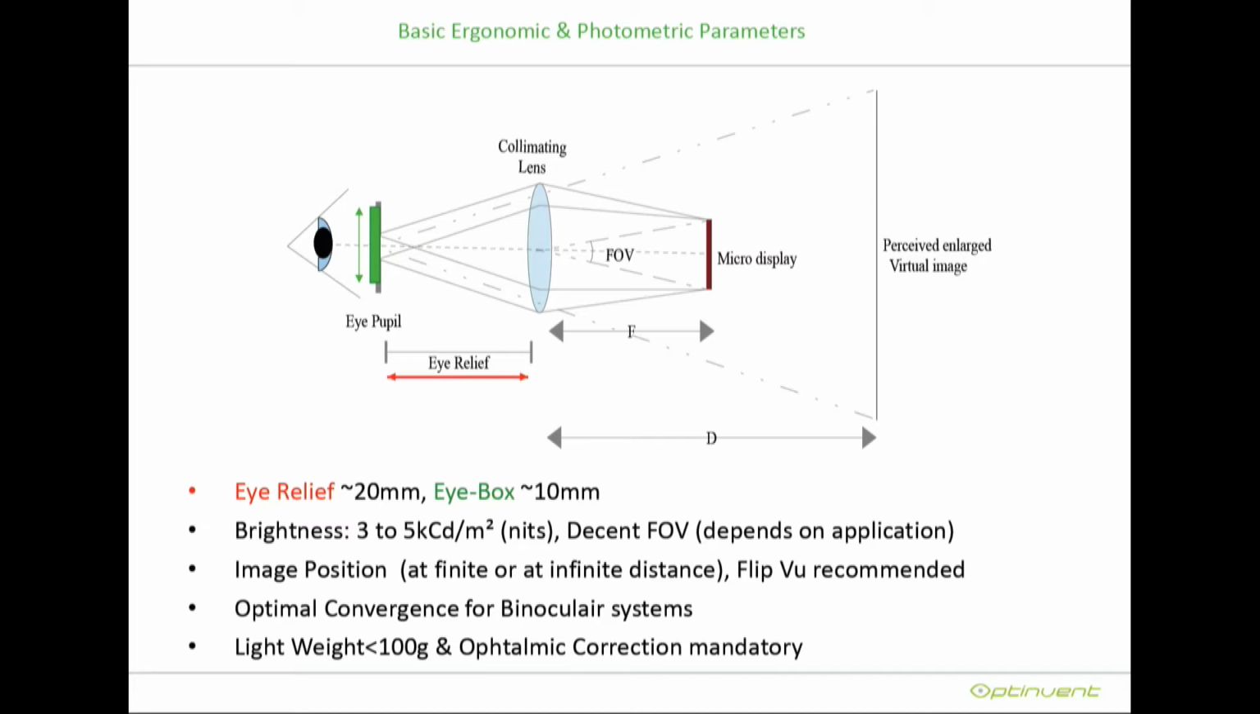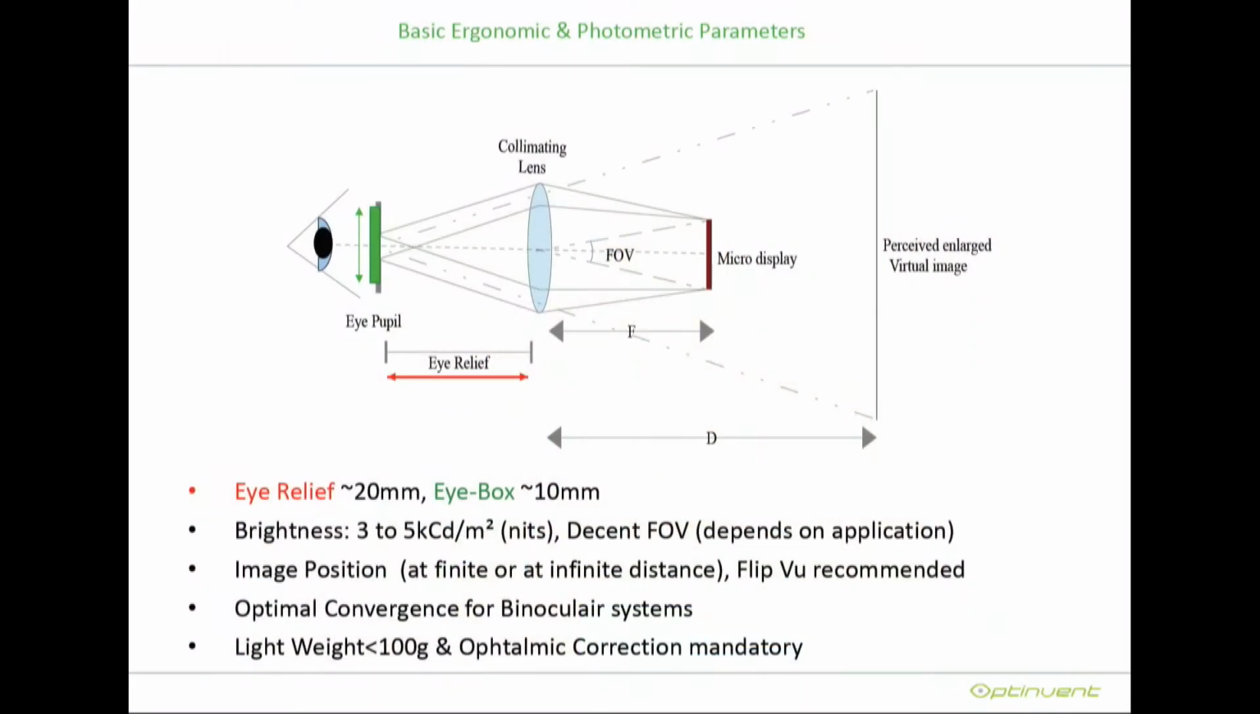Flip view, what is flip view? Flip view is the way, if you have glasses, you don't need the image in front of you all the time. You could flip it up or down. This helps a lot on the ergonomics. If you consider a binocular system, there is also one ergonomic parameter that is the convergence, meaning at what distance your eyes converge. If you converge at 50 centimeters or far away. If you don't optimize this parameter, this creates strain, and people couldn't support the glasses for a long time.